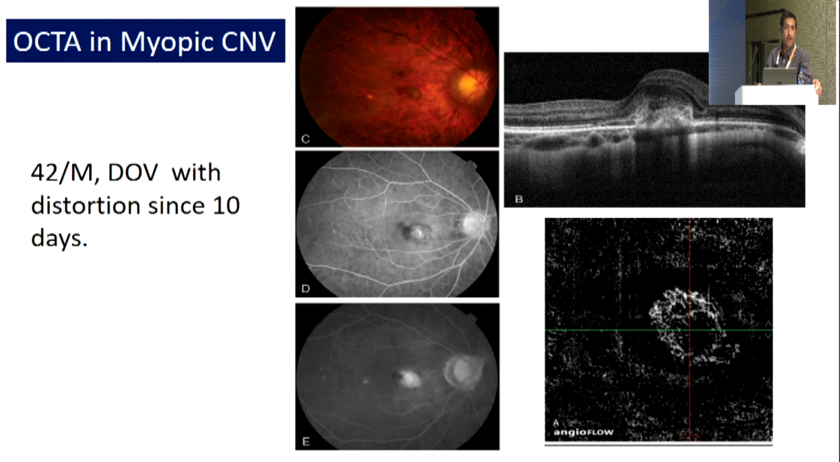So every time you cannot do FFA. So you can do OCTA. Here you can see the CNVM complex, and the CFT is increased, and the OCTA picks up the myopic CNVM in a very good way. So OCTA is very useful for myopic CNVMs, and when to stop the treatment, that also it can give an idea.